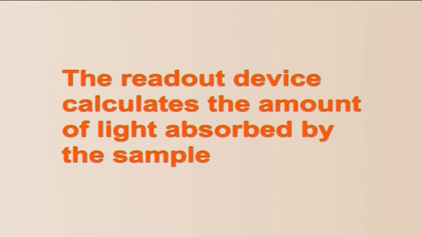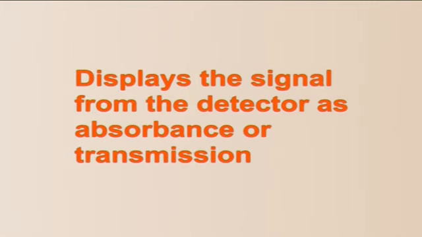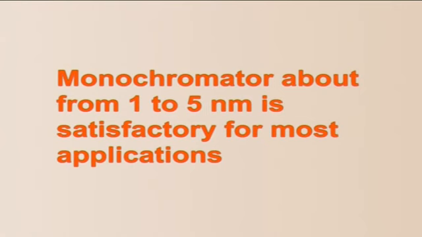The readout device calculates the amount of light absorbed by the sample and displays the signal from the detector as absorbance or transmission. Both filters and monochromators are used to restrict the radiation wavelength. Photometers make use of filters, which function by absorbing a larger portion of the spectrum while transmitting a relatively limited wavelength region. Monochromators permit the continuous variation and selection of wavelength. The effective bandwidth of a monochromator, about 1 to 5 nanometers, is satisfactory for most applications.